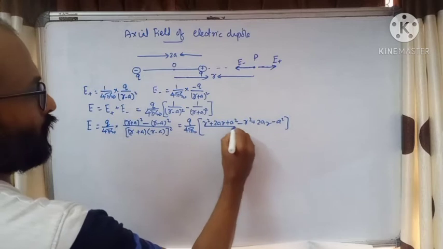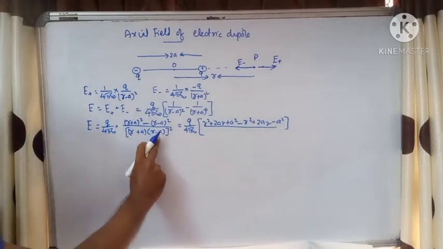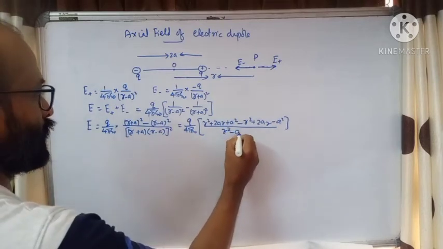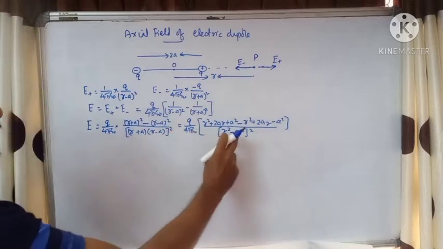The whole divided by what we have, r plus a into r minus a. What is it? In maths, you have seen a plus b into a minus b is a square minus b square. We will write r square minus a square. But we have a whole square also. This whole square is here.